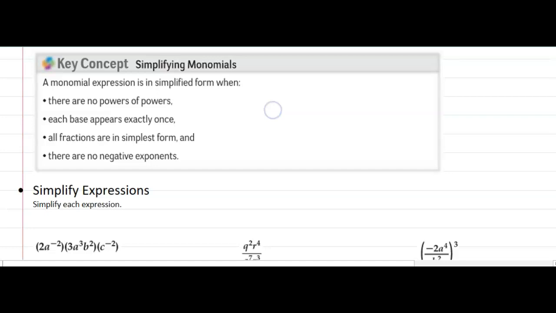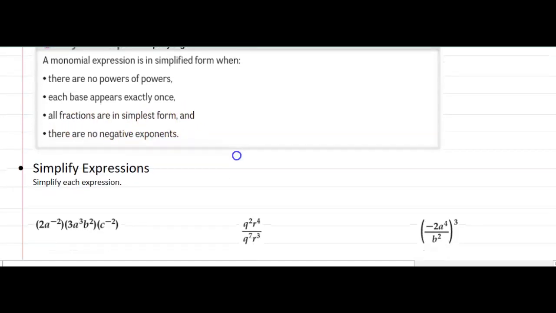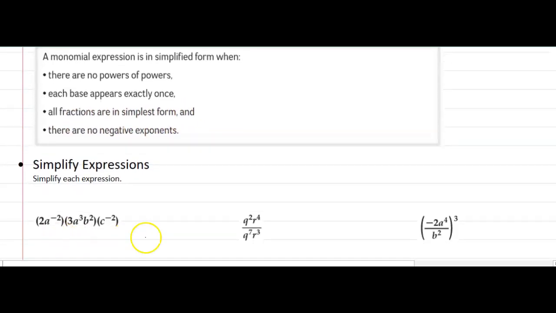All right, let's simplify some monomials. Right here, I've created this little checklist, key concept in our notes. If your answer is simplified, you could check each one of these items off the list. You want to make sure there are no power of powers, that each base appears exactly once, that all fractions are in simplest form, and there are no negative exponents. So let's keep that checklist in mind as we go through a couple examples here.